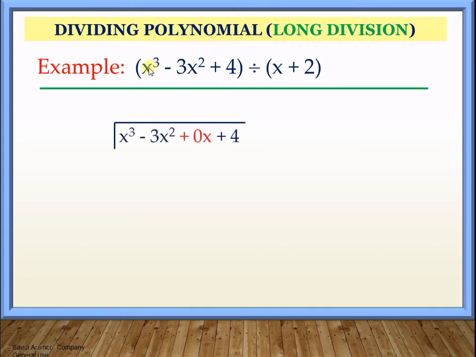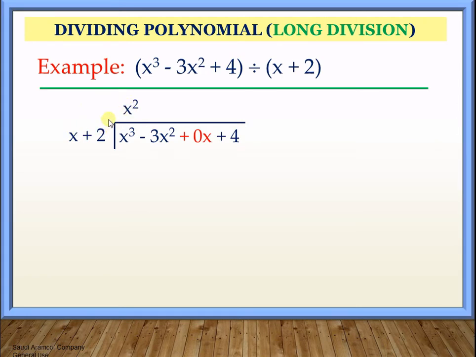Again, if there is a missing term, all you have to do is put plus 0 and whatever is missing. Okay. So let's divide again from leading term to the leading term. So x cubed divided by x will give us x squared. When you place something, you return it back.